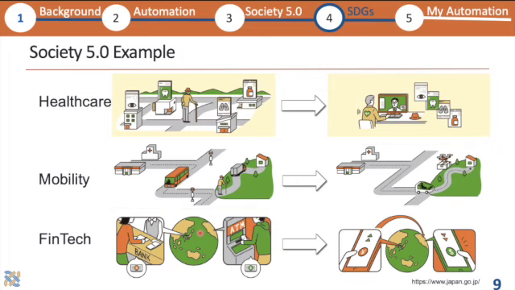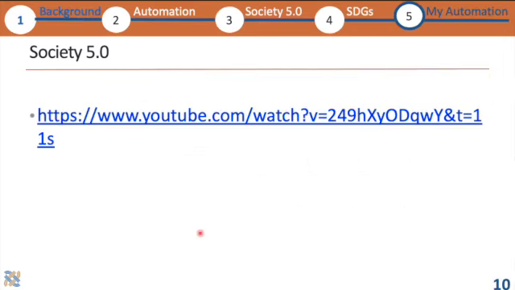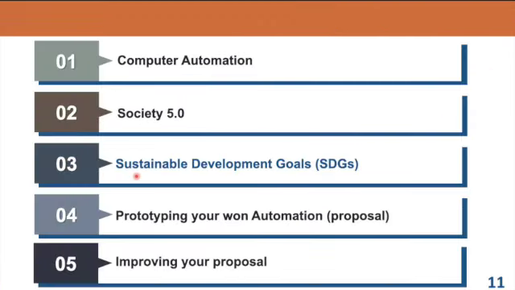Well, so the next thing is the sustainable development goals. There is a video, you can have a look at this video that is targeting Society 5. It can give you an idea. This video is made in the Japanese language, so you can have a look at it. Well, now move to the sustainable development goals.